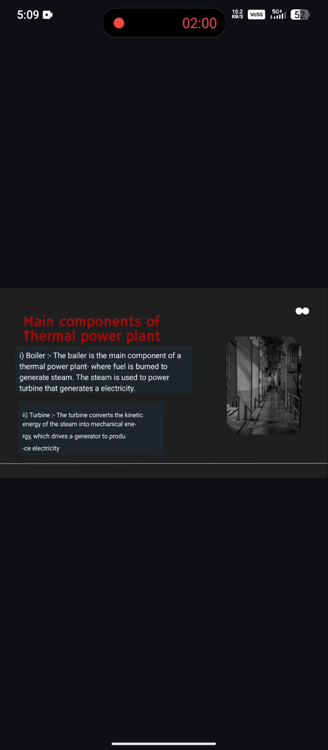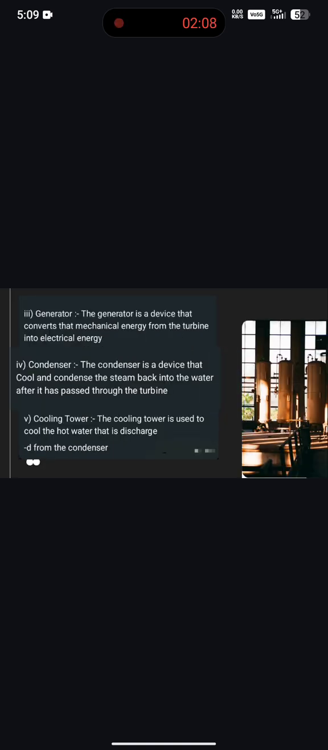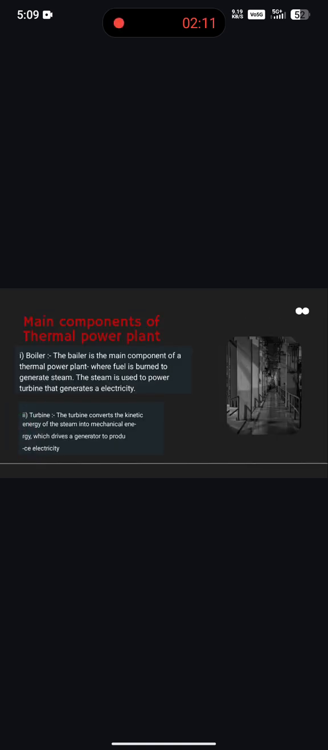The main components of the thermal power plant: there are five main components. First is boiler, turbine, condenser, generator, and cooling tower. First is the boiler. The boiler is the main component of a thermal power plant where the fuel is burned to generate steam. The steam is used to power a turbine that generates electricity. Second one is the turbine. The turbine converts the kinetic energy of the steam into mechanical energy which drives a generator to produce electricity.